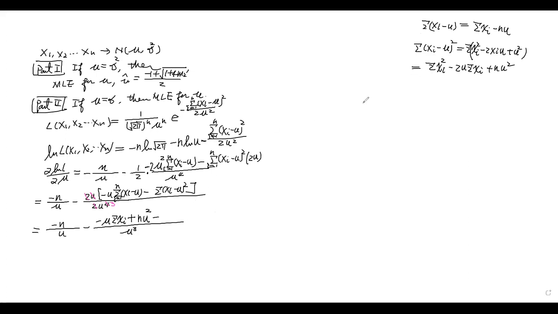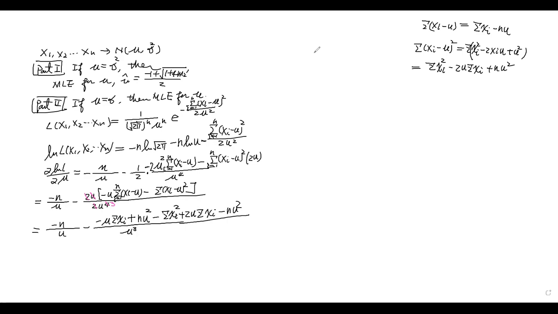Okay, so now let's be careful about the negative sign. This is minus the whole thing. So it's a minus summation of xi squared, then minus minus, it will be plus 2 mu summation of xi. Then minus plus is a minus, so it's a minus n mu squared.